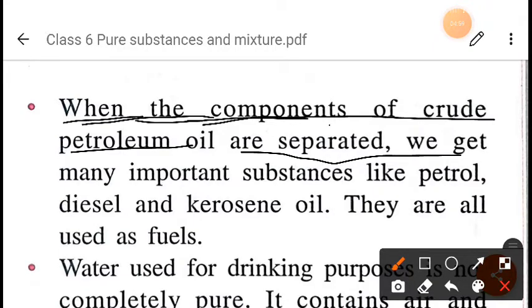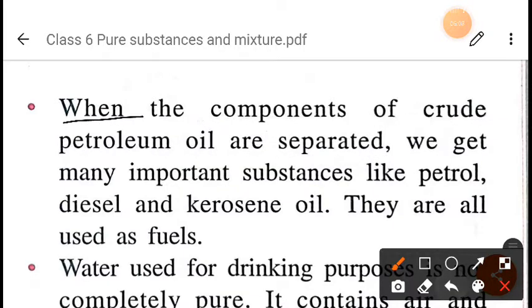When you see the components of crude petroleum oil being separated, we get many important substances. First of all, crude petroleum gives you petrol, diesel, and kerosene oil. After that, some fuels, wax, like the candle which you use in our house, and after that, tar. These are found in petroleum.